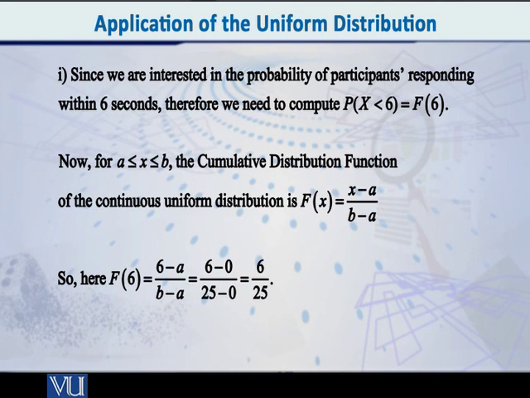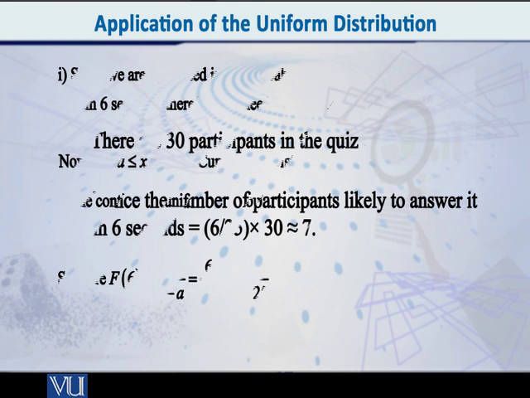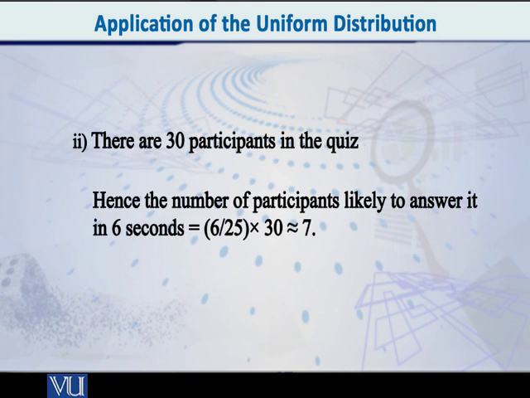यानी जो probability हम निकालना चाह रहे थे वो हमने निकाल ली है. The probability that a student will answer the quiz question within 6 seconds is equal to 6 by 25, which is a little less than 25%. 6 fours are 24, and this is 6 over 25.